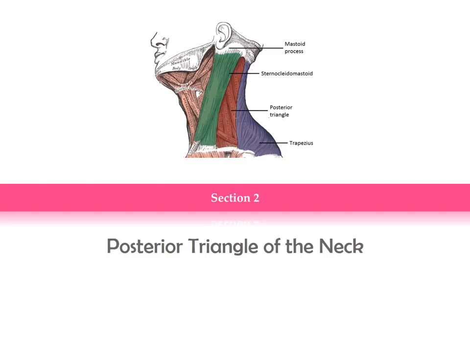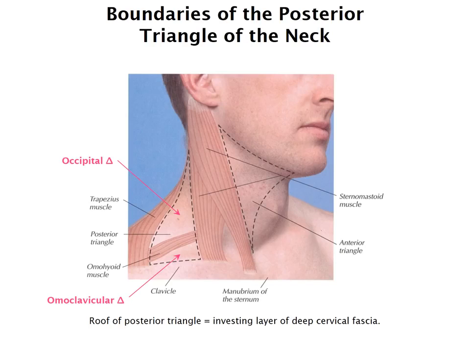Now let's transition to discuss the posterior triangle of the neck and its contents. To expose the structures of the posterior triangle of the neck, you'll first need to remove the superficial investing layer of deep cervical fascia, which is considered to be the roof of the posterior triangle. The contents of the posterior triangle originate within the boundaries of the triangle, which include the posterior border of the sternocleidomastoid muscle, the upper edge of the middle one-third of the clavicle, and the leading edge of the trapezius muscle.